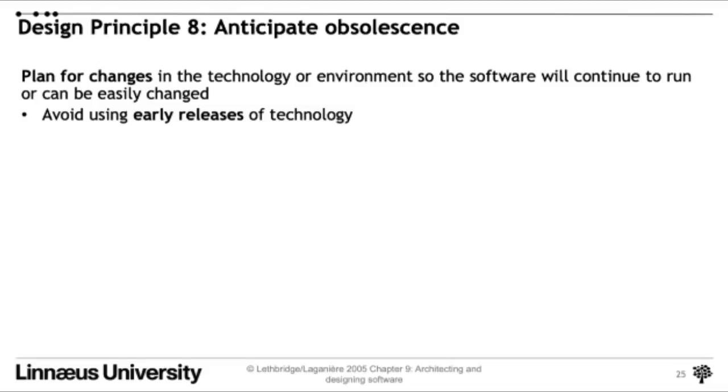Try to avoid using early releases of any technology, because usually they are not stable, and they will change faster, and then you have to change fast accordingly. So always try to use well-established and stable technology. Even better, stable technology provided by big players. You can trust Google to some extent. Google is there today, and most probably will be there tomorrow.